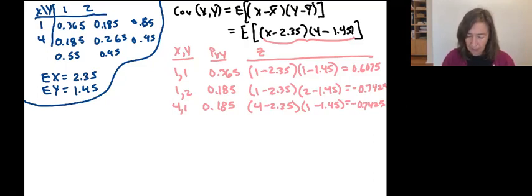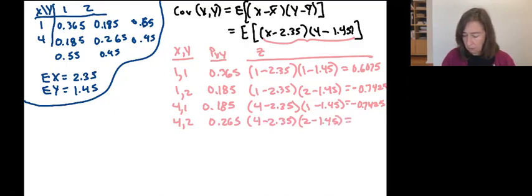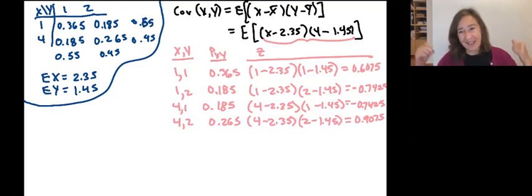The final pair of values that X and Y can take is X can be 4 and Y can be 2. That happens with probability 0.265. Put that there. Plug in my values of X and Y into my formula for Z: 4 minus 2.35, times 2 minus 1.45. That equals 0.9075. Okay, so this is the PMF of this intermediate variable Z that I'm using to calculate covariance. This is the thing whose expected value is the covariance.